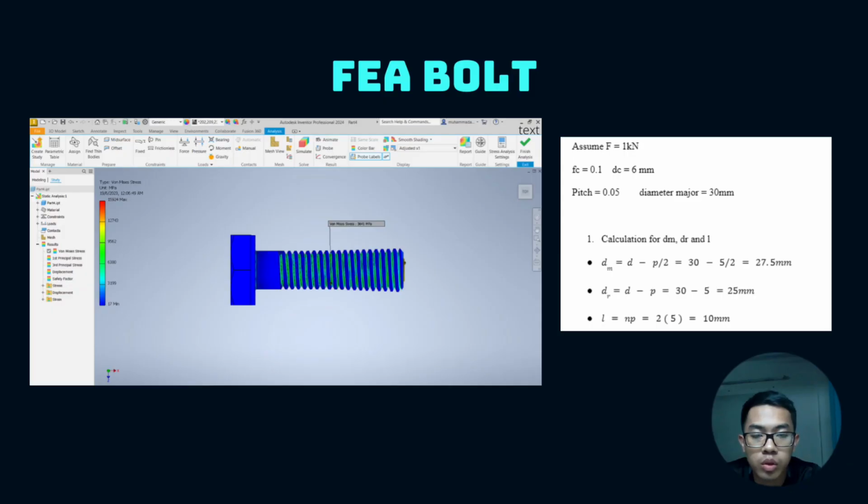So we continue with the FEA. We conduct the FEA for the bolt, and we assume that the force is 1 kilonewton, and then we calculate to find the dm, dr, and the length. For dm, we got the value of 27.5 mm, the dr is 25 mm, and the length is 10 mm.